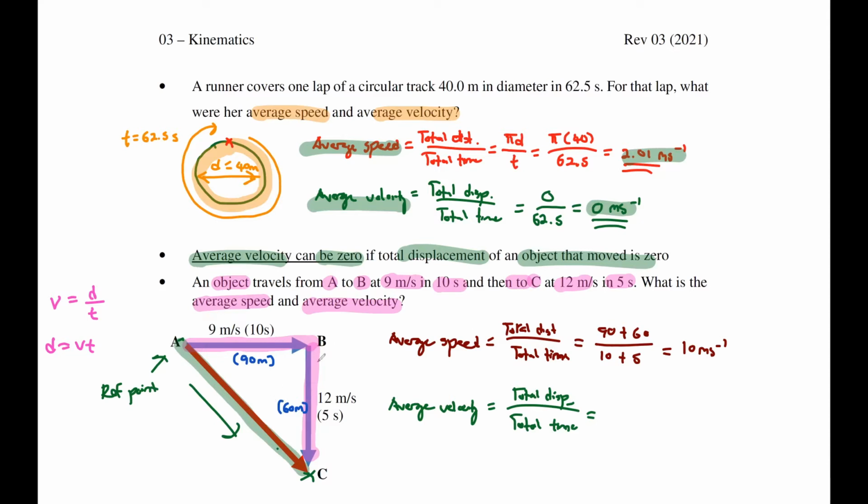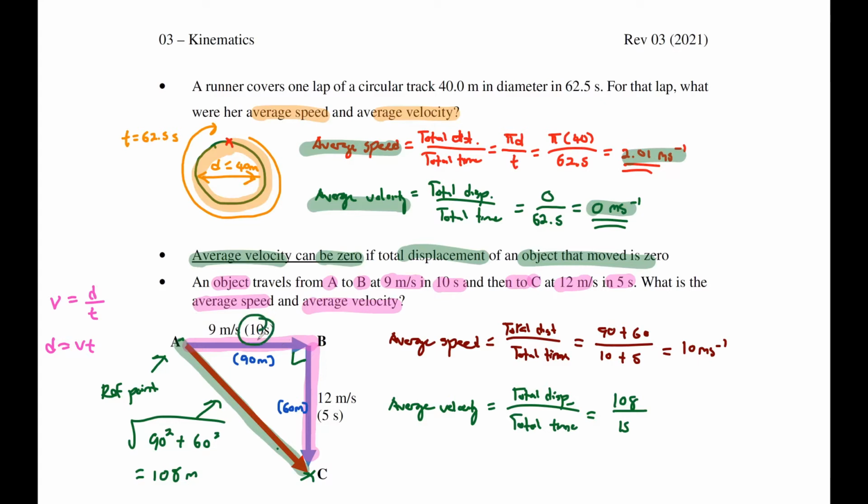Now for your displacement here, you have to use Pythagoras theorem to find out the displacement. Since the red colored line highlighted in green here is the hypotenuse of the triangle, this one will be 90 squared plus 60 squared, square root of that, and you're going to get 108 meters. So your total displacement here is 108 divided by 15.